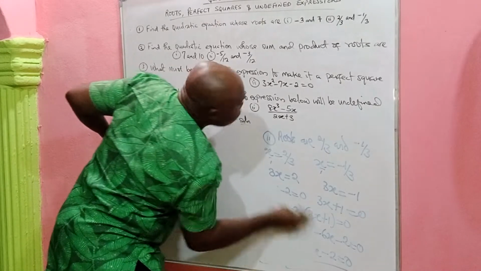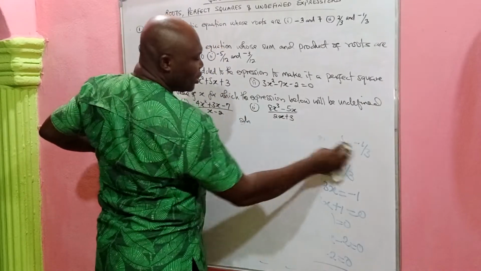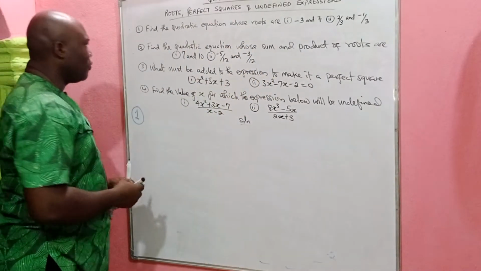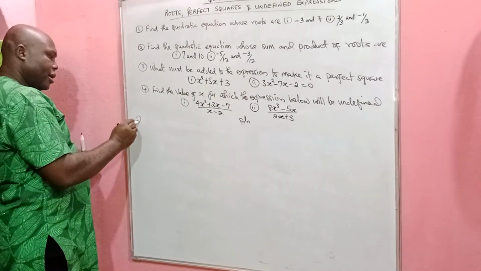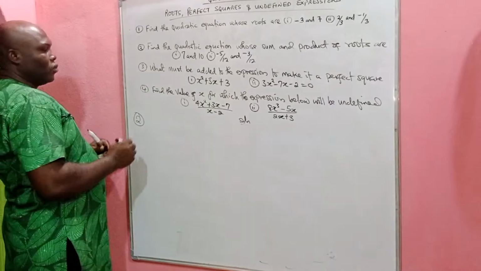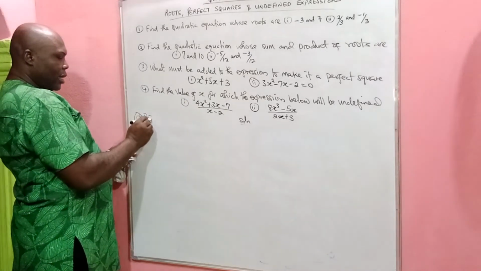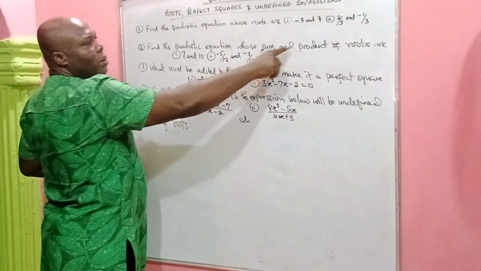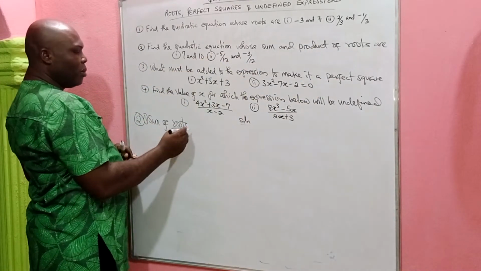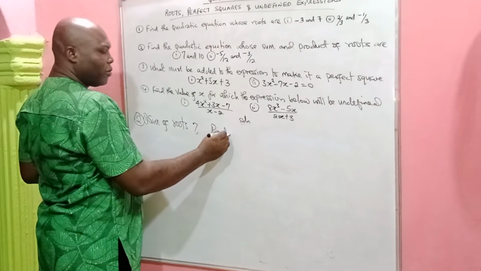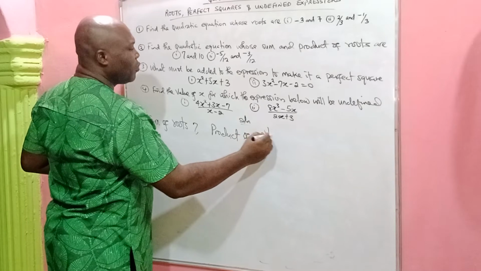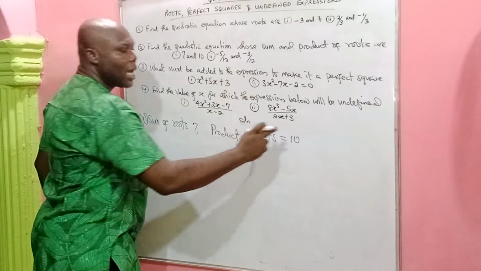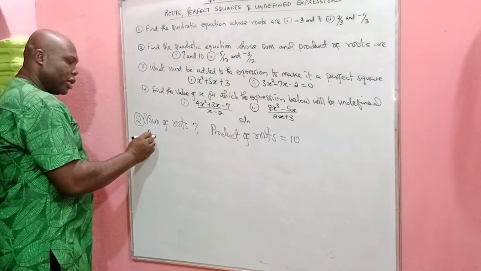In our number 2, they want us to find the quadratic equation given the sum of roots and product of roots. That's our number 2. Here they've given us the sum of roots and the product of roots. The first one, they say the sum of roots is 7, and the product of roots is equal to 10. So we want to find the quadratic equation that has 7 as the sum of roots and 10 as the product of roots.